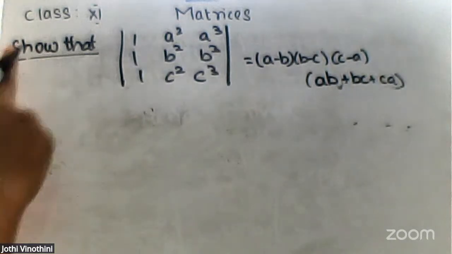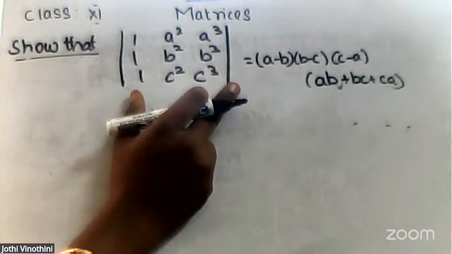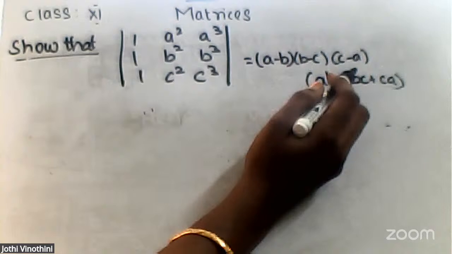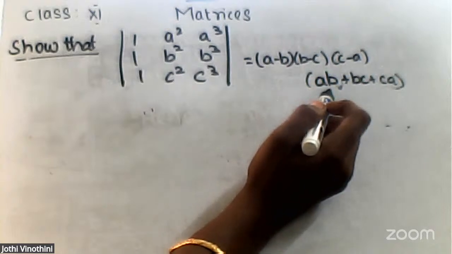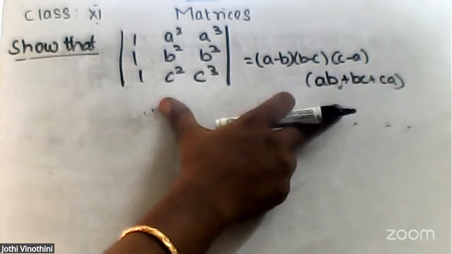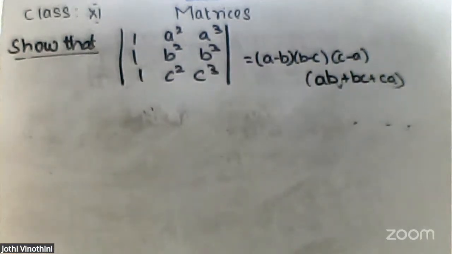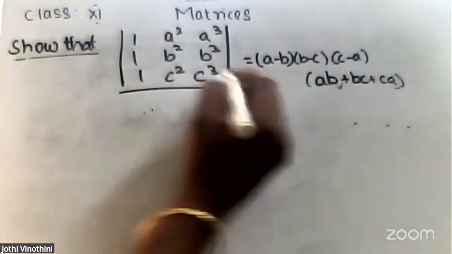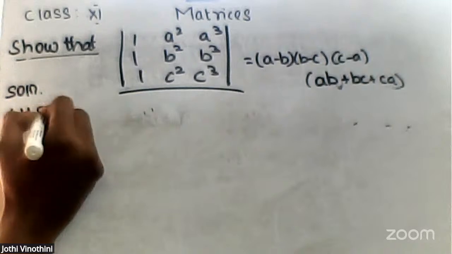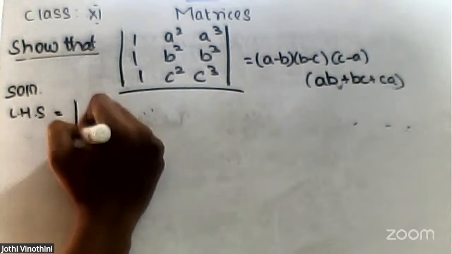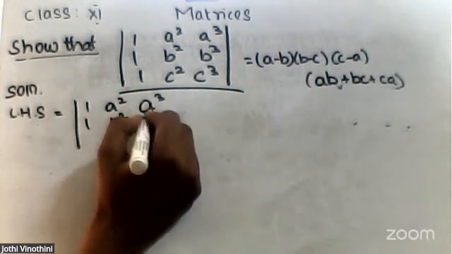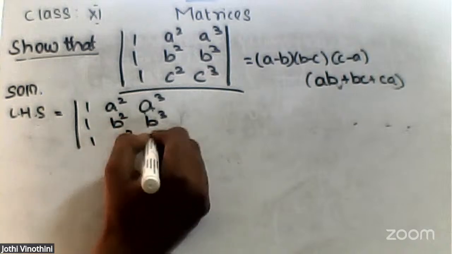So the question is: show that the determinant of the given matrix is equal to a minus b multiplied by b minus c multiplied by c minus a multiplied by a plus b plus c... (a² + b² + c² expression as stated: ab plus bc plus ca). This is what we have to prove. To prove this, I am going to take the left hand side. Solution: left hand side equals the determinant with rows 1, a squared, a cube; 1, b squared, b cube; 1, c squared, c cube.